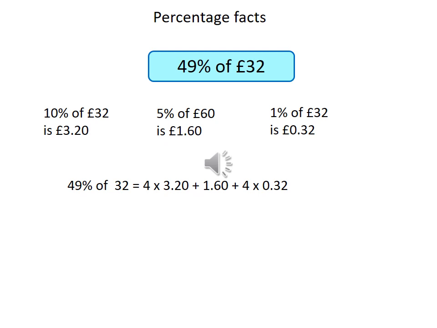So when you're trying to work out any percentage of any number, there are some strategies which help you to do it. 10% is always really useful, 5% is usually quite useful, and 1%. So with those you can make up most things. With this question, 49% of 32, you can do 4 lots of 10%, 1 lot of 5% and 4 lots of 1%, and you will get to the answer.